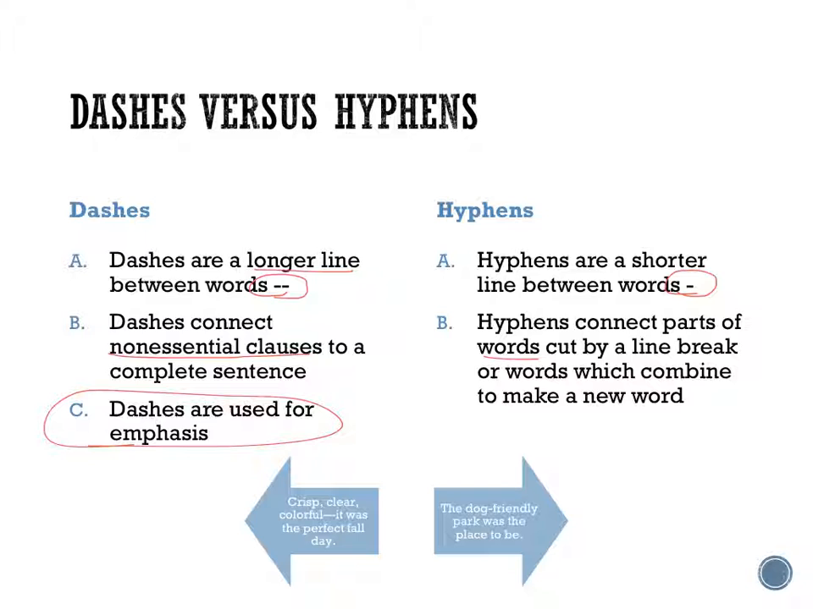A couple of examples here. One for the dash first. Crisp, clear, colorful, dash. It was the perfect fall day. Here we're trying to draw attention to the description of the day, that it was crisp, clear, and colorful. We want that to stand out and be vivid in our reader's mind. As an example of a hyphen, the dog-friendly park was the place to be. We're taking 2 words, dog and friendly, and combining it to create a new adjective to describe the park as dog-friendly.